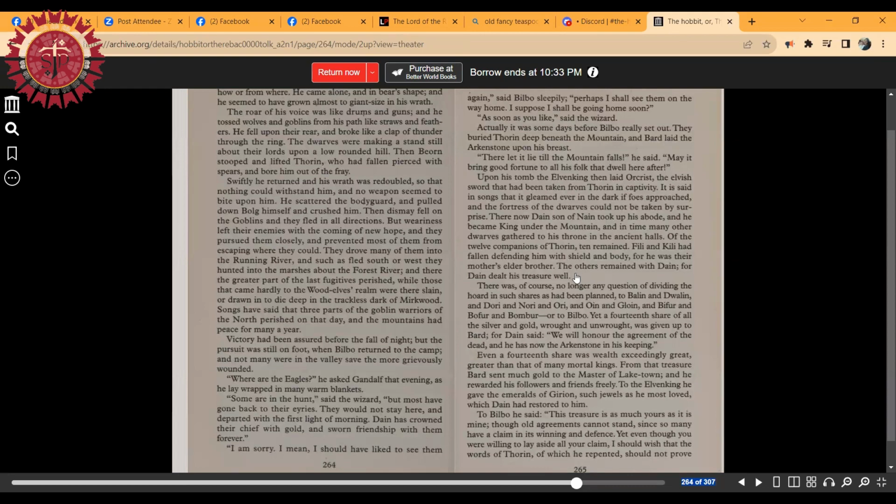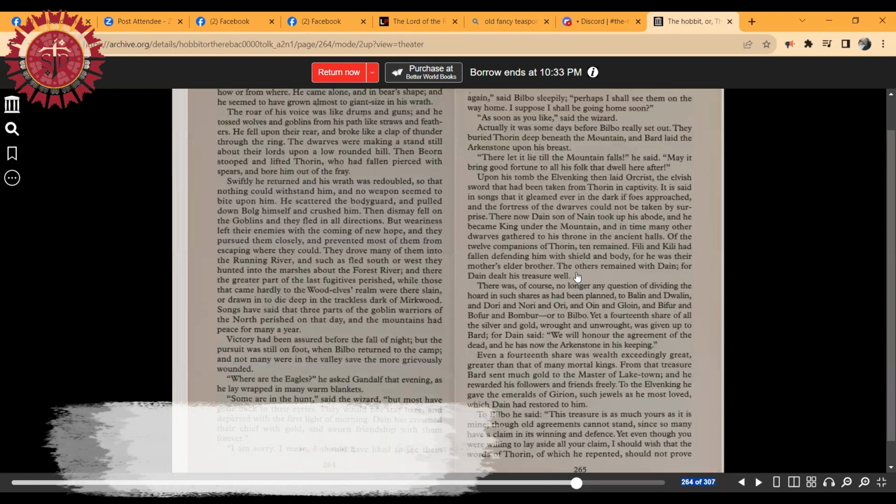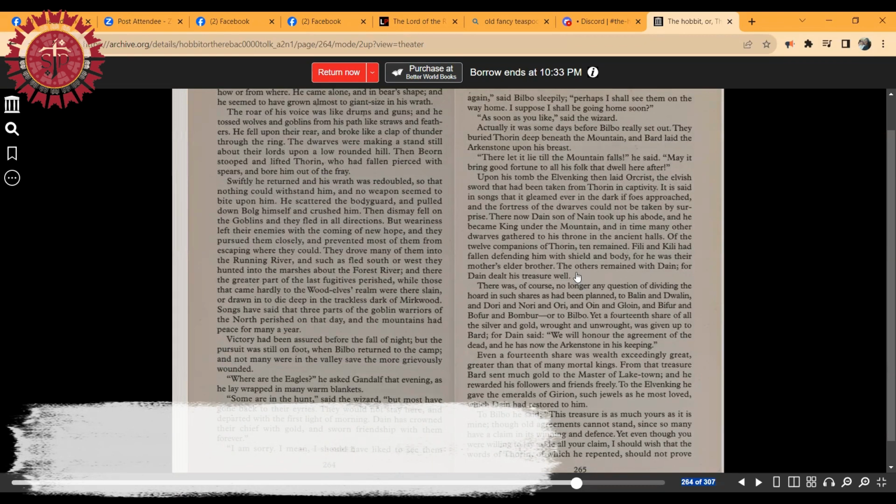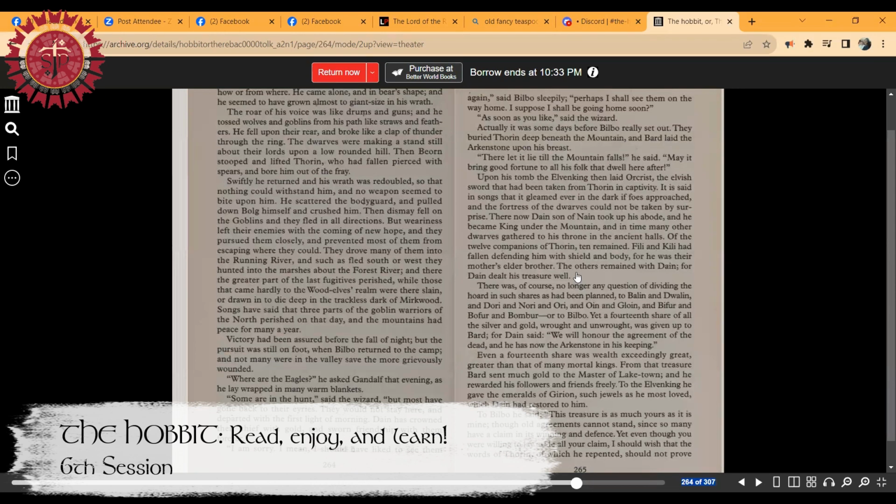Victory had been assured before the fall of night, but the pursuit was still on foot when Bilbo returned to the camp, and not many were in the valley, save the more grievously wounded. "Where are the eagles?" he asked Gandalf that evening, as he lay wrapped in many warm blankets. "Some are in the hunt," said the wizard, "but most have gone back to their eyries. They would not stay here, and departed with the first light of morning. Dain has crowned their chief with gold, and sworn friendship with them forever."